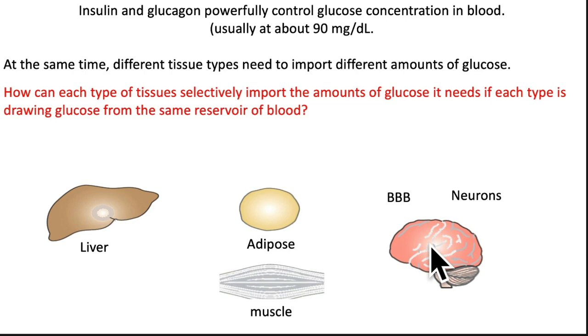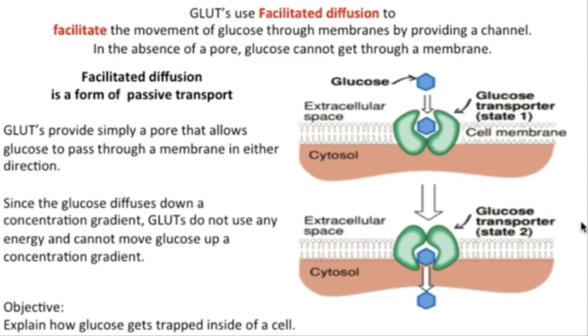And let's take a look at this type of transporter. This is through facilitated diffusion. Facilitated doesn't mean that something's putting energy in there to move the glucose. It simply means that glucose is so hydrophilic with its 6 hydroxyl groups that it cannot get through a membrane unless there's some type of opening.